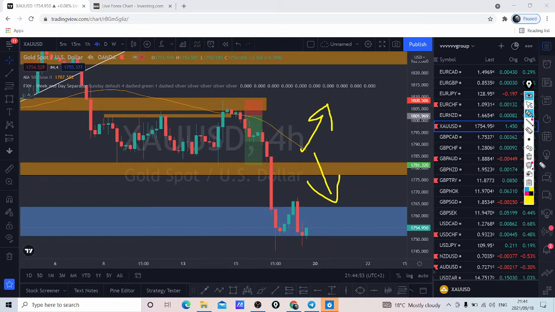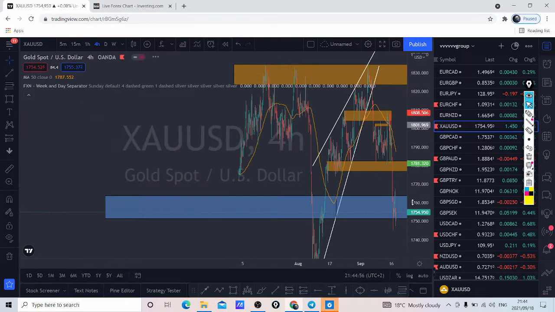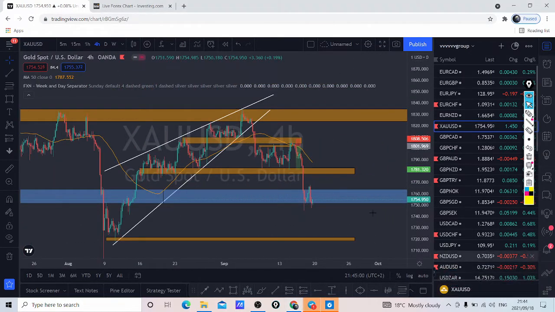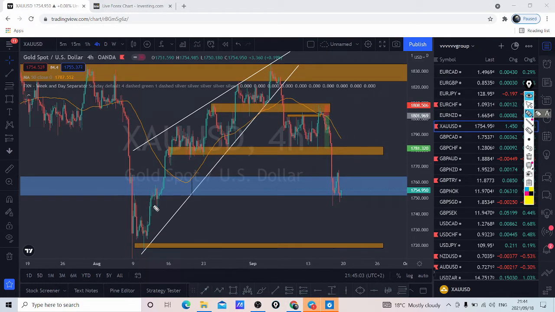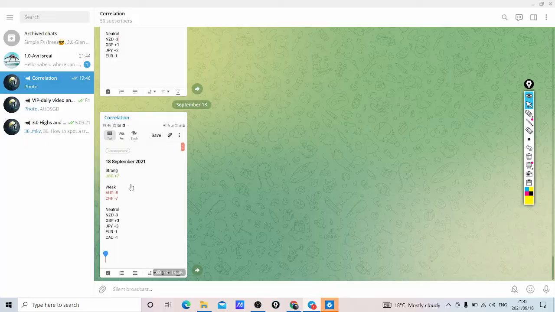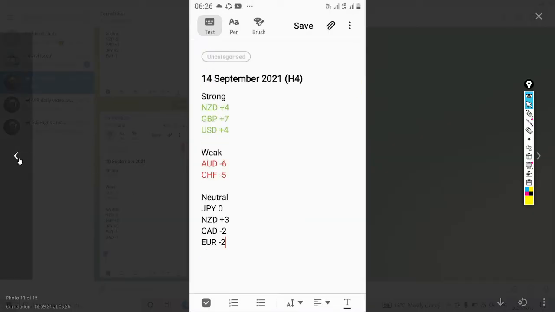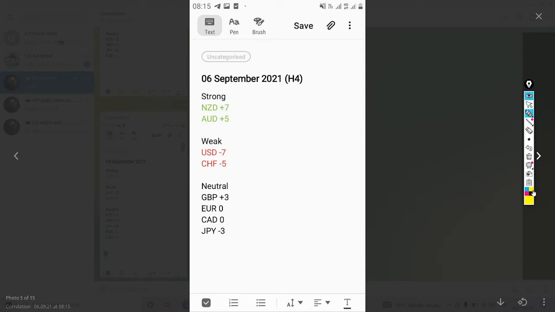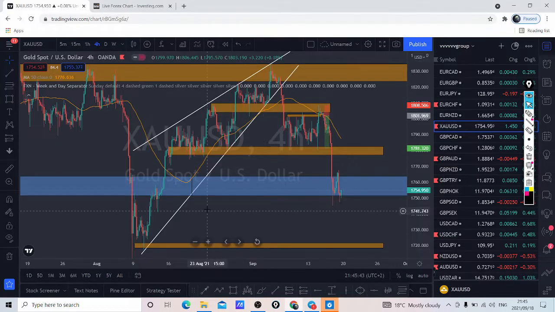So I'm going to make a practical example of what was happening here. You see this uptrend here, the gold was pushing up, obviously, and then the US dollar was selling. Okay, let's check our correlation if this is lining up. We're going to go back into the previous data, where we saw the US dollar being weak. As you can see, guys, here the US dollar was very, very weak with -7. That's why I was looking for buys on gold.